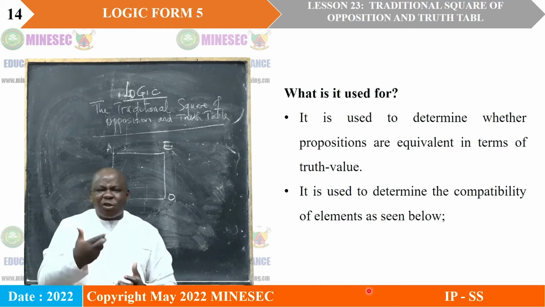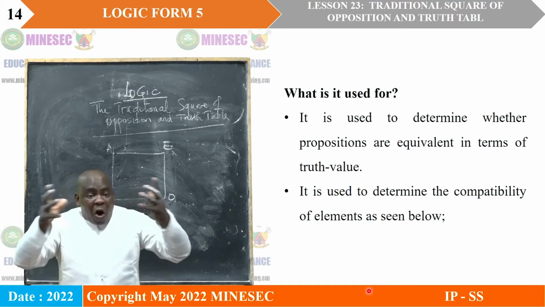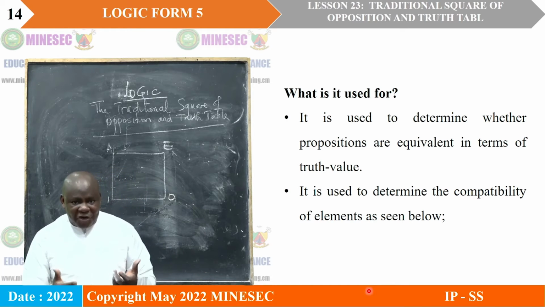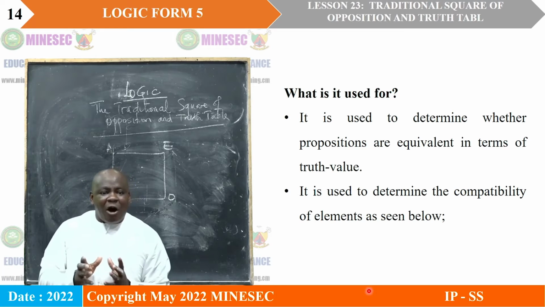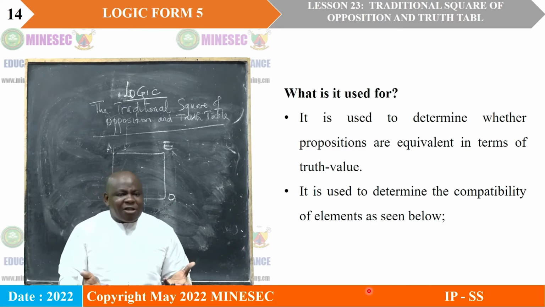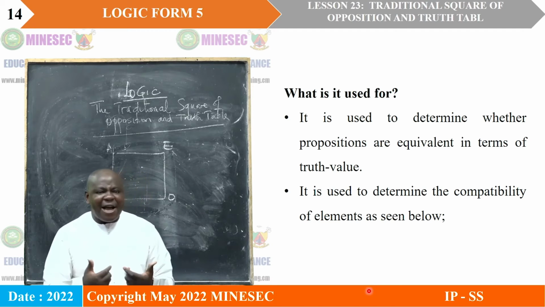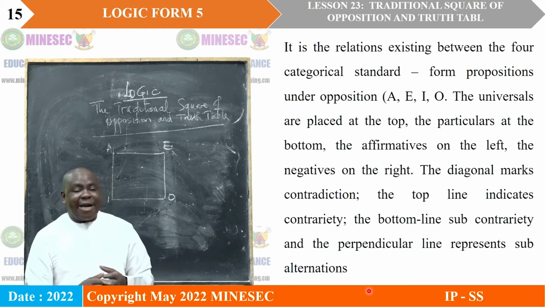Now, what is a square of opposition used for? You can see that a square of opposition is used to determine whether propositions are equivalent in terms of their truth value, or it can also be used to determine the compatibility of elements, as can be seen below. Look at it.